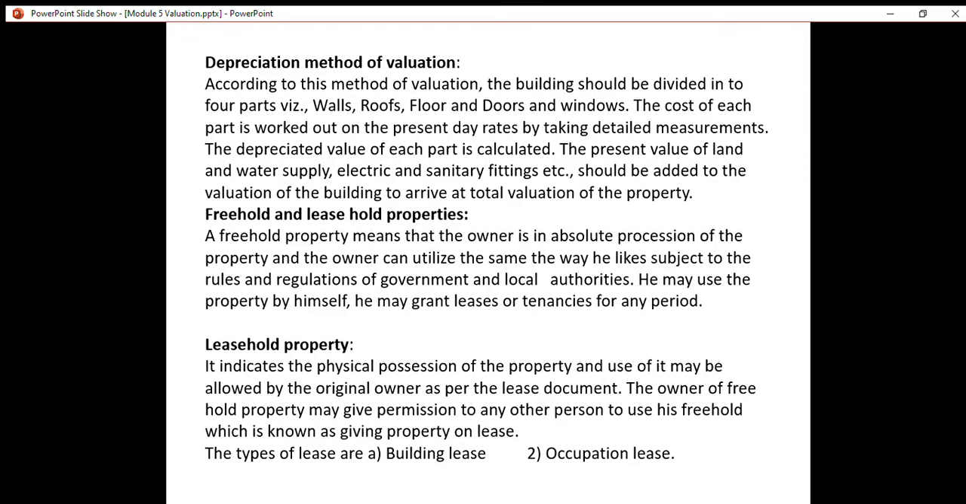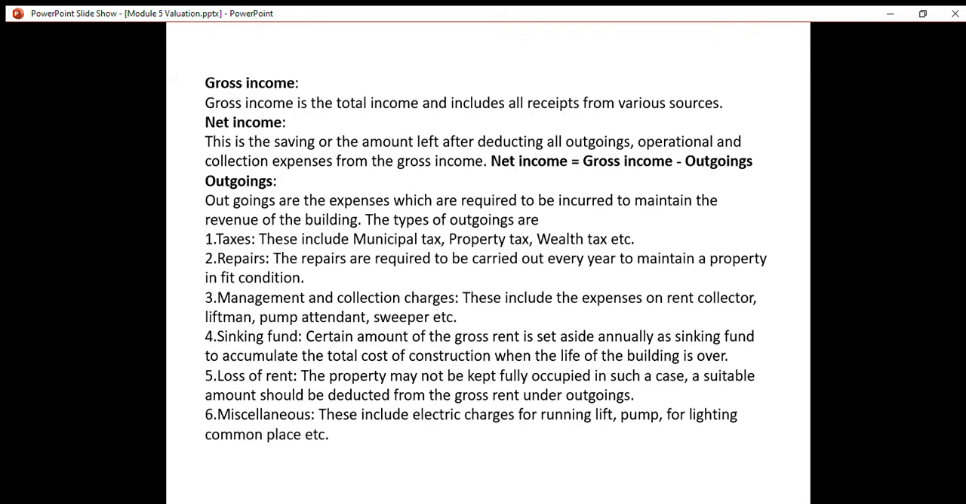Leasehold property, which means the leaseholder will have the possession of the property as per the lease agreement. Usually it is for a certain number of years. Leaseholder is not the owner of the property.